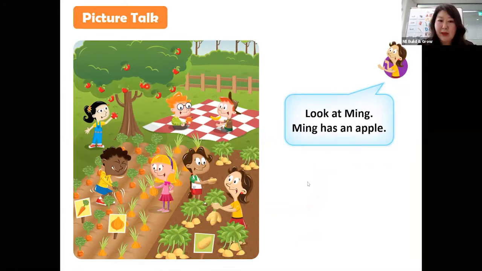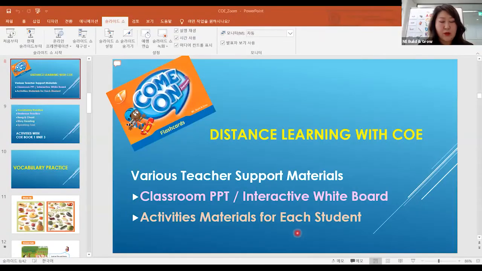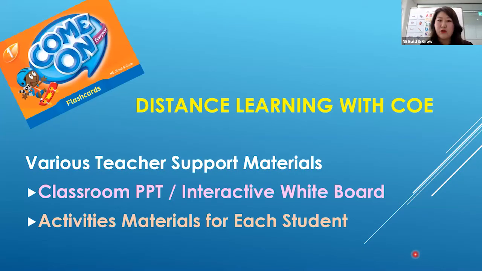So I met many teachers in Mexico who really like this classroom PPT, because sometimes, well, interactive whiteboard, yes, but not all schools have those luxurious boards in the classroom. So in that case, you can use the TV with the flash drive with this PPT. And also at the end of the book of Come On Everyone, we provide these materials for the teachers and also for the students too.